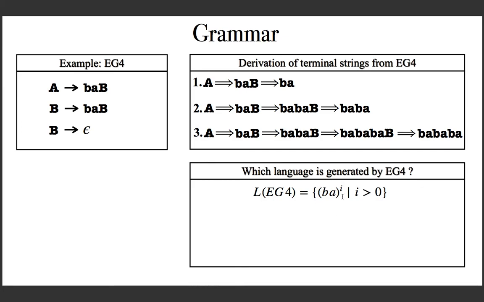Then what is the notation (ba)^i? (ba)^3 means 3 ba's. (ba)^2 means 2 ba's. (ba)^1 means 1 ba. So that is the language.